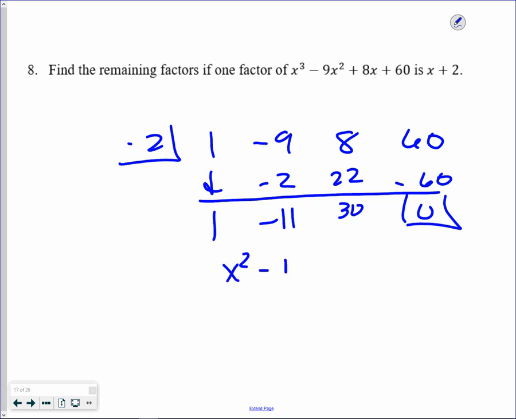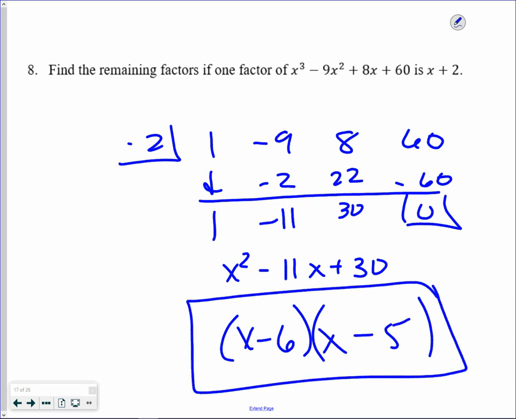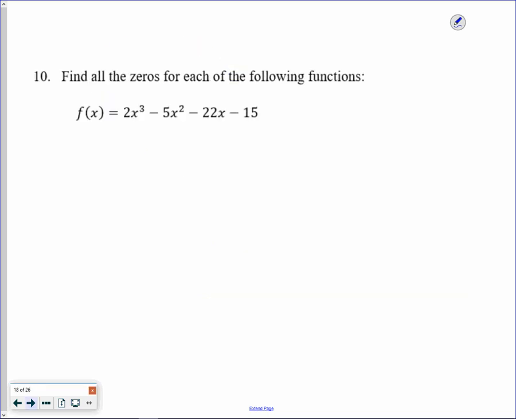So now, remember, it is asking me to find the remaining factors. It is not asking me to solve. It is merely asking me to find the remaining factors. You will get points taken off if you go further than that. It is not a solve question. It is a factor question. Find the remaining factors. Now I am actually trying to find zeros.